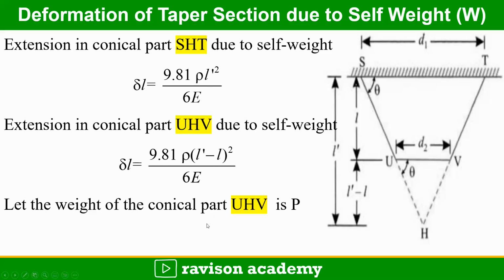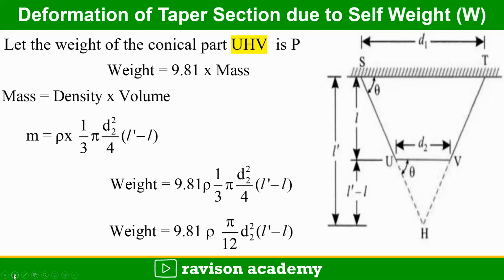So this weight of the conical part UHV is taken as P. We know that weight is equal to 9.81 into mass, and mass will be equal to density into volume. So on substituting the values, rho is the density and volume will be pi by 3 into area into h. Here area can be calculated using the diameter, so d2 squared is the diameter. On rearranging, weight will become 9.81 rho into pi by 12 d2 square into L dash minus L.